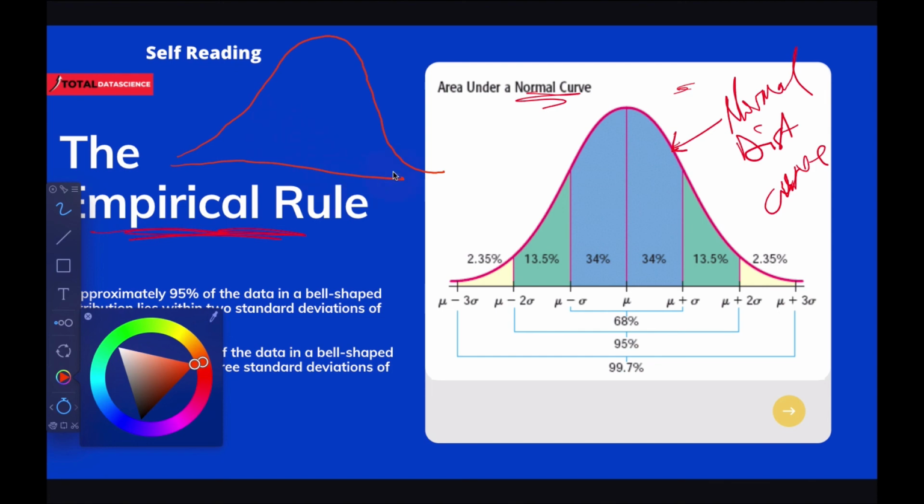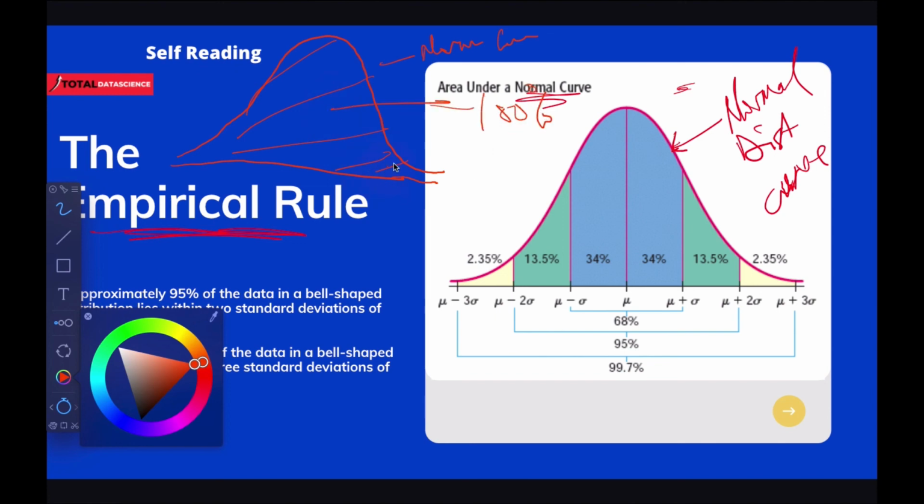So this is representing your data set. The area below this normal distribution curve, so this is the normal curve over here. If you pick all the area which is covered under this normal curve, this is equal to 100%, right?